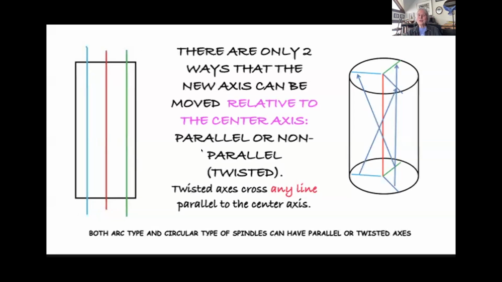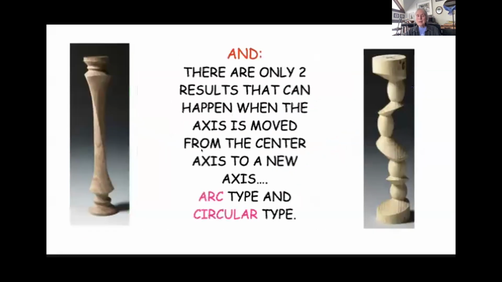But what I saw is there are only two ways that the new axis can be moved relative to that center axis. It's either going to be parallel or not parallel, called twisted, and parallel referencing that center axis. So this is all in reference to that center axis, or any line parallel to that center axis. And then it looked like there were only two results that could happen when you turn a new axis. It's either going to be arc type, which is the one on the left, where the profiles on each axis intersect, creating an arc if you were to dissect it, cut it through the middle, or you go all the way through the air or ghost wood to the new solid wood and create a circular type. They can look like other things, but these are two ways they can look.